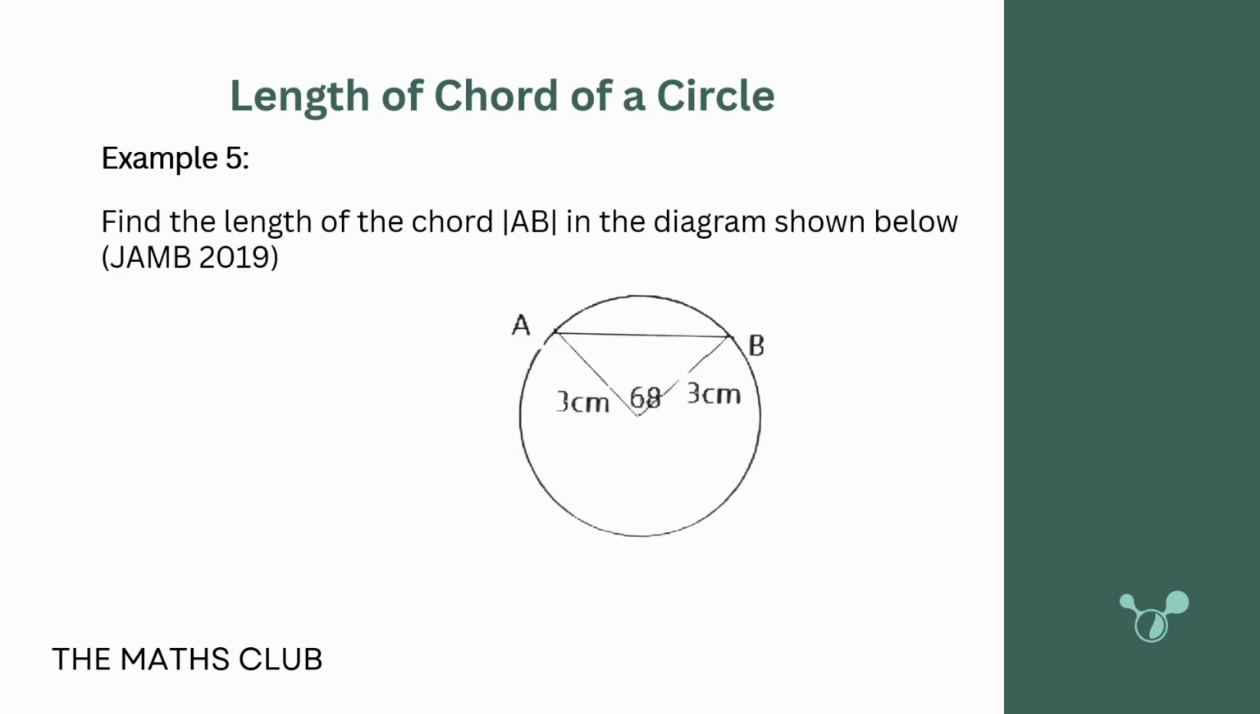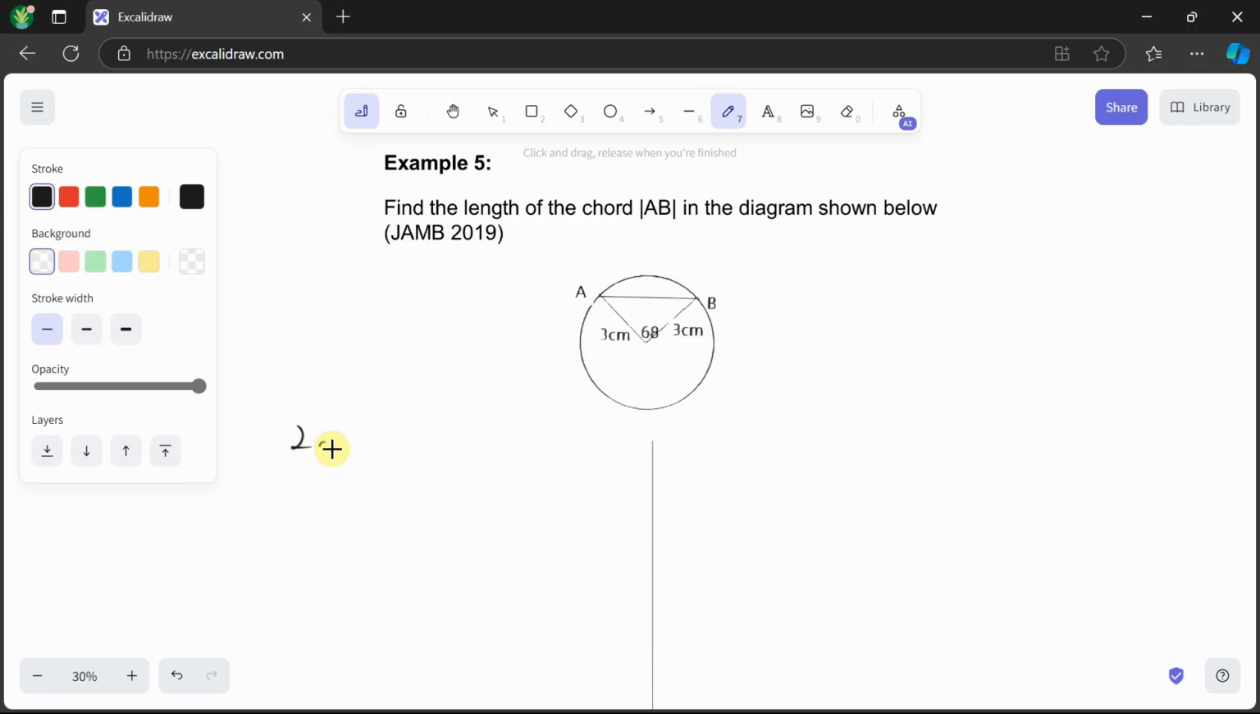Example 5 says that we should find the length of the chord AB in the diagram shown below. And it's from JAMB 2019. We're given the options, so let's solve it together. Of course, the length of a chord is 2r sine theta over 2. But first off, what are we given? We're given theta to be 68 degrees. We're given r to be 3 cm. We're told to find the length of the chord.